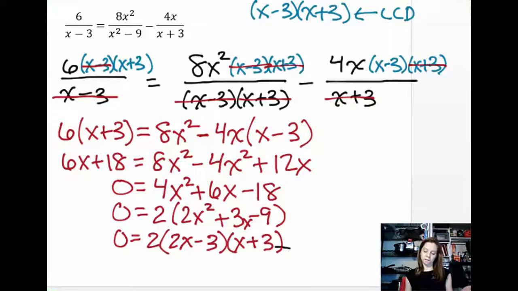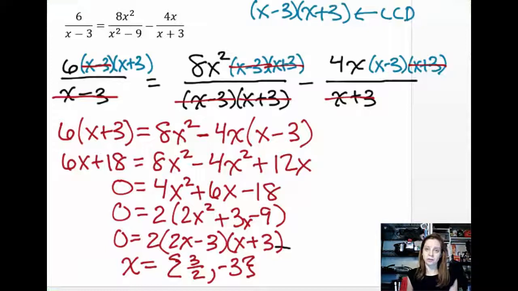Let me just make sure. Negative 3, positive 3 multiplies to negative 9. Good. I get 6x minus 3x is positive 3x. Great. And now my x values are positive 3 halves and negative 3.